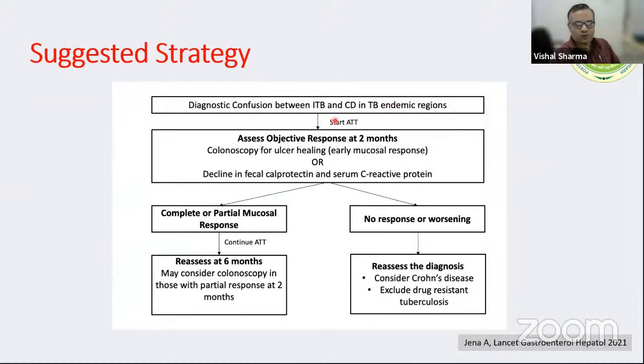If there is a diagnostic confusion, even after a battery of tests, colonoscopy, biopsy, culture, GeneXpert, even after that, we are not sure, we start on ATT and we do a colonoscopy at 2 months for most of the patients. If there is no response or the ulcers are not healing, you reassess the diagnosis, consider Crohn's disease and exclude drug resistant TB. On the other hand, if the ulcers are healing, you continue ATT for 6 months. If patients do not want a repeat colonoscopy, you may do a fecal calprotectin or a C-reactive protein or a combination of these. Again, only those patients where these are elevated at baseline, which would be a large majority of patients.